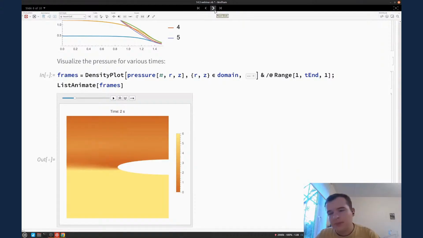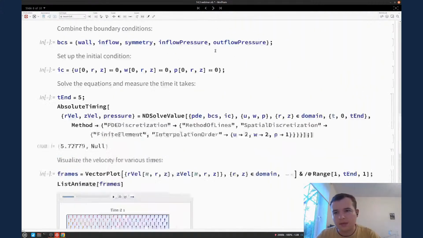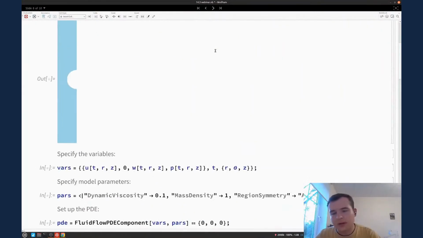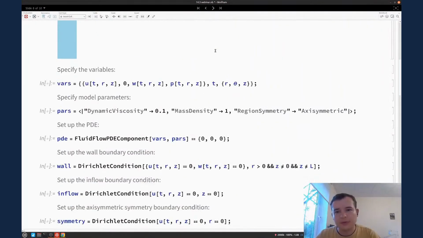So that's it. That's basically how you use the fluid flow PD component to model the axisymmetric flow. And as you can see, it's fairly easy. The only difference from the standard Cartesian Navier-Stokes equations in the Cartesian coordinates is that we slightly modify the variables and we add the region symmetry set to axisymmetric. So modeling axisymmetric flow is very easy in the Wolfram language.